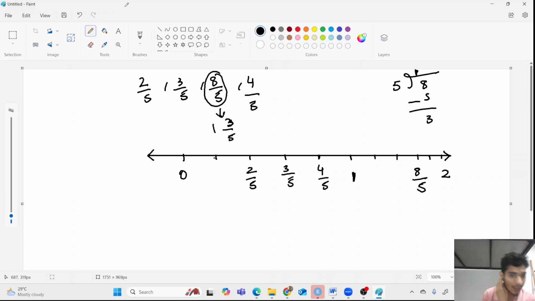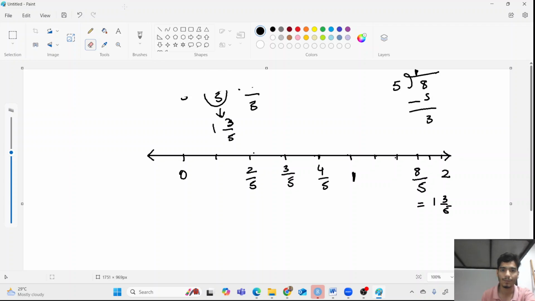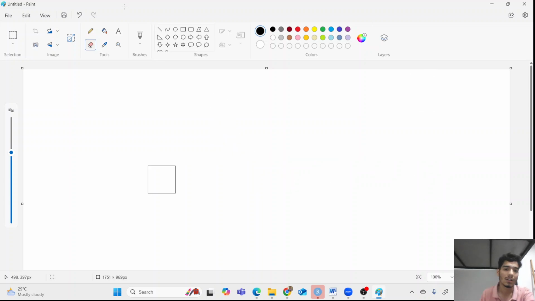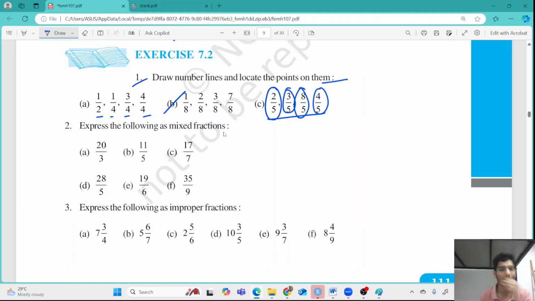Also अगर अपन देखें यहाँ से हम काउंट करना स्टार्ट करें तो 1 2 3 4 5 6 7 8, ऐसे भी 8 upon 5 आ रहा है, and this can also be written as 1 3 upon 5. So that's how we are going to do this question. So I hope that this concept must be clear up to now कि कैसे हम किसी भी fraction को number line पे put कर सकते हैं. And we also saw one case of proper fraction also कि proper fraction को भी कैसे put किया जा सकता है number line पे.